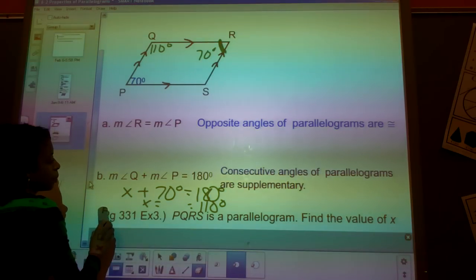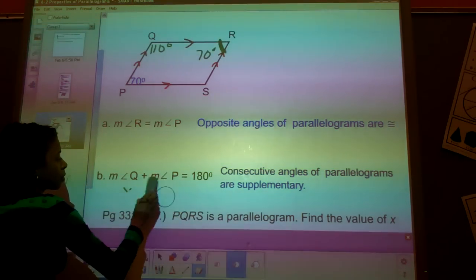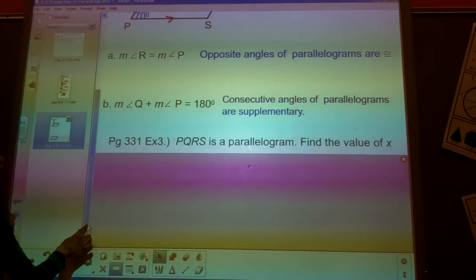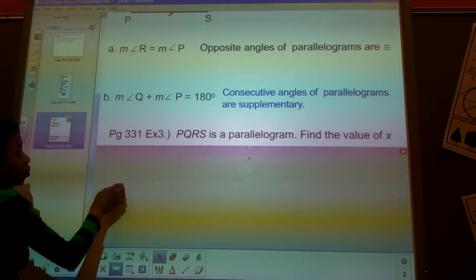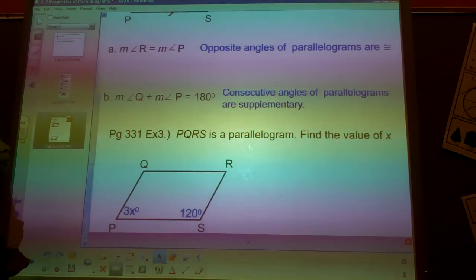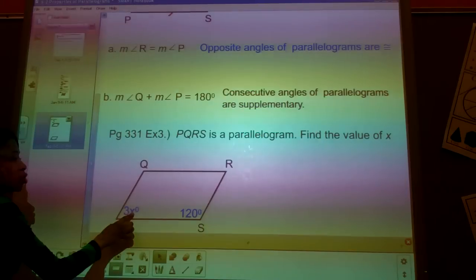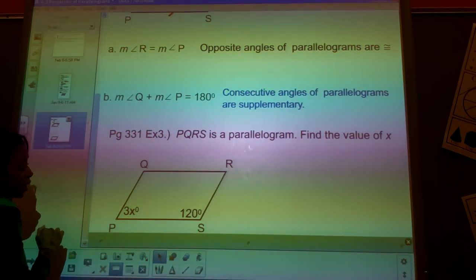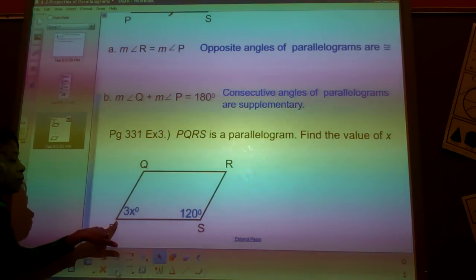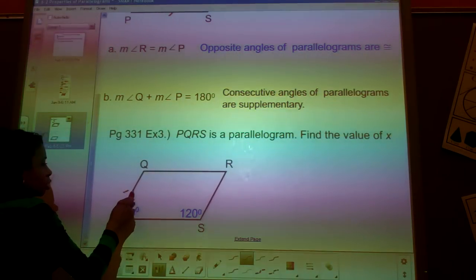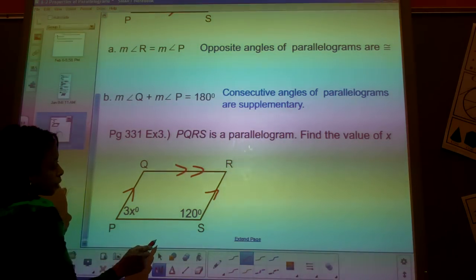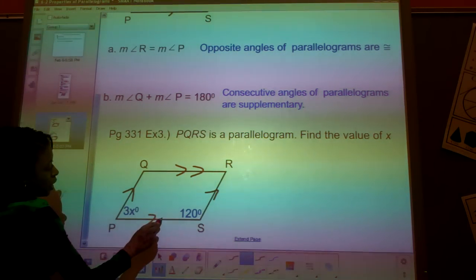Let me erase it so we can see example 3, which takes us down to example 3 in your textbook on page 331. Suppose I have this parallelogram PQRS. Find the value of x. Pretty simple to do. First of all, because it's a parallelogram, PQ is parallel to RS, and QR is parallel to PS.